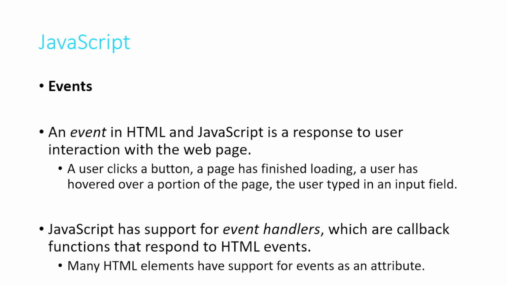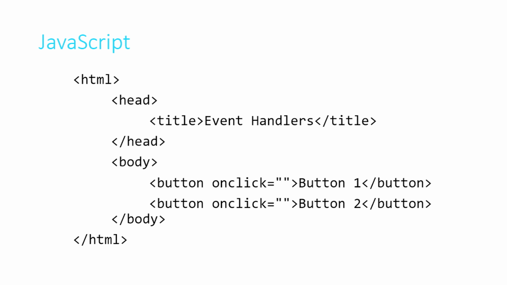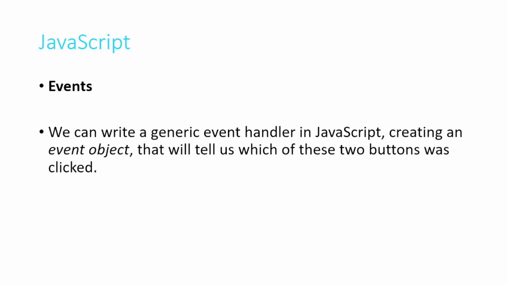Many elements of HTML have support for events as an attribute. Here's an example of some really basic HTML. I have my head and my body, and inside of the body, there are 2 buttons. And they have this attribute called onClick. onClick is basically a definition for an event handler, so that I want something to happen when I click the buttons. Right now, it's nothing. But I can put something in there so that when I click on either of those buttons, that function in between the quotation marks would get called.